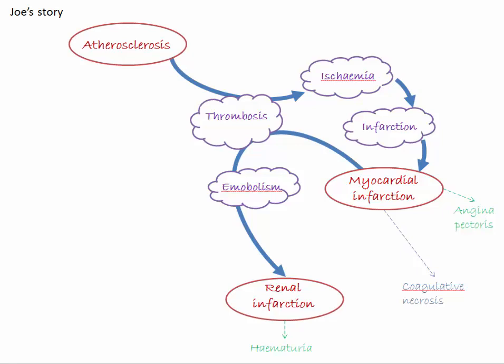Here clinically there's a quite different thing. It was causing hematuria, the presence of blood in the urine, but microscopically the same process of coagulative necrosis was seen. Same morphological feature telling pathologists that this is an area of infarction.